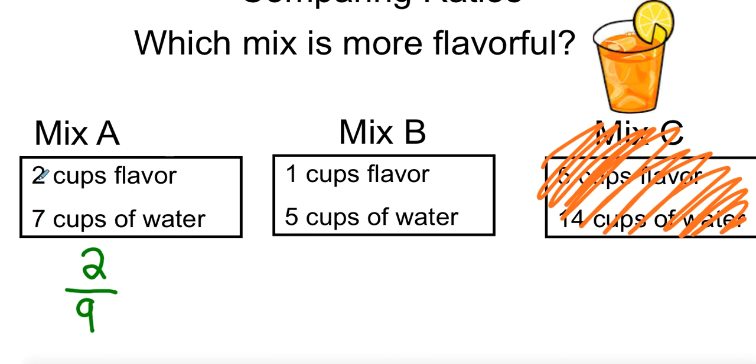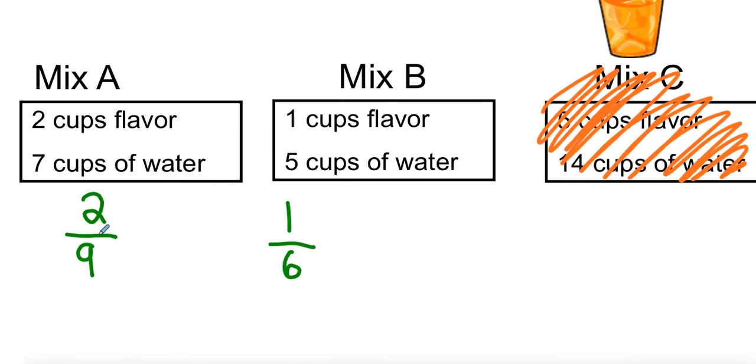Because with the 2 cups of flavor and the 7 cups of water in the pitcher or whatever we're using to mix the iced tea, there's going to be 9 total cups of ingredients. Now for mix B, similarly, we have 1 cup of flavor, but in total we have 6 cups of ingredients. So now I just need to compare 2/9 and 1/6.